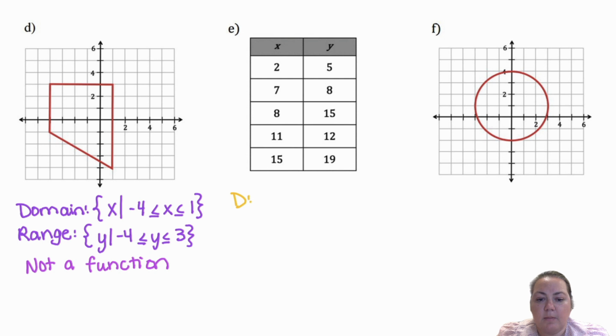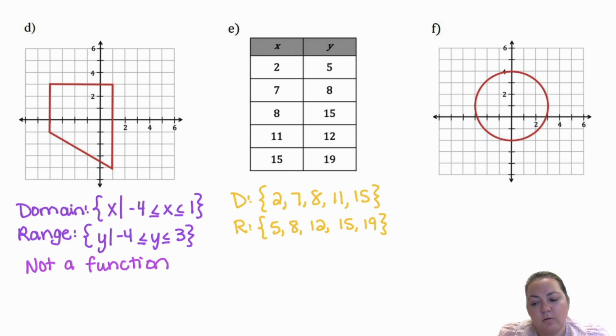My domain, I'm putting my x values, 2, 7, 8, 11, and 15. My range is my y values, 5, 8, 12, 15, and 19. Again, if I had any repeats, I wouldn't write them twice. This one is a function.